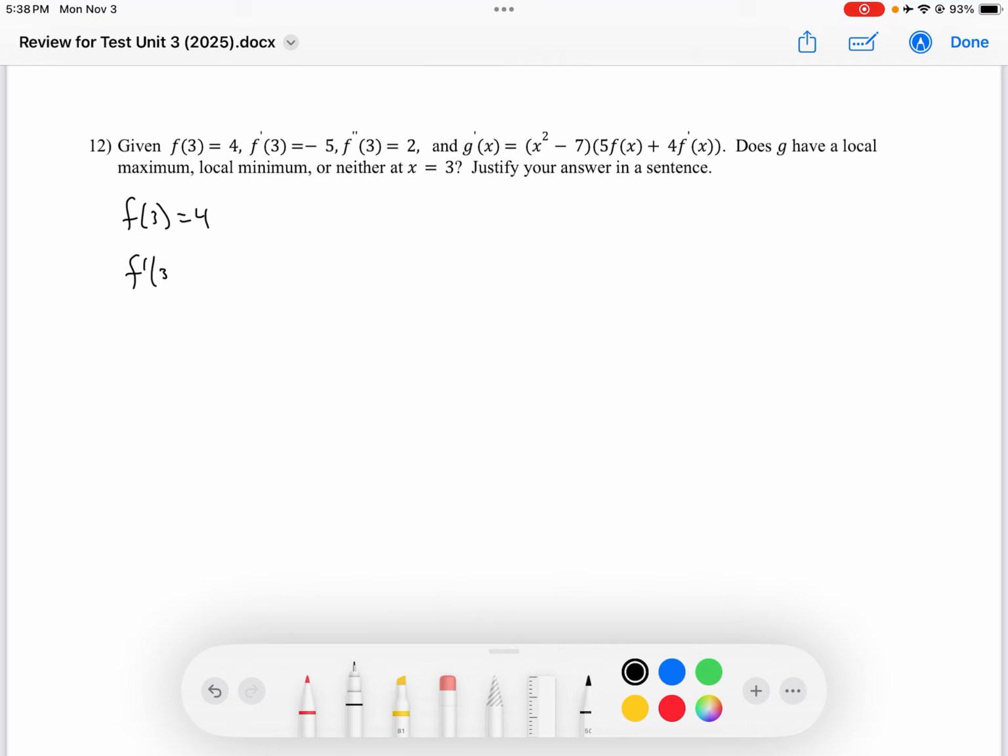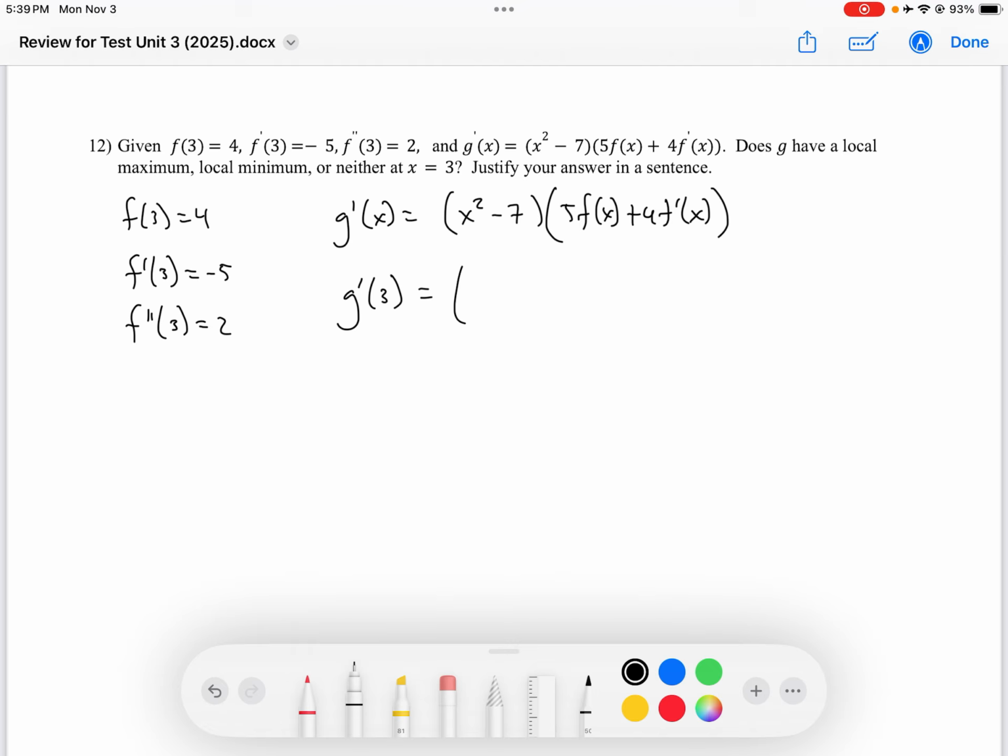F prime of 3 equals negative 5. Okay. F double prime of 3 equals 2. G prime of x is equal to, my goodness, this is complicated, (x squared minus 7) times (5f of x plus 4f prime). Does G have a local max, min, or neither at x equals 3? Well, we better find what G prime of 3 is.